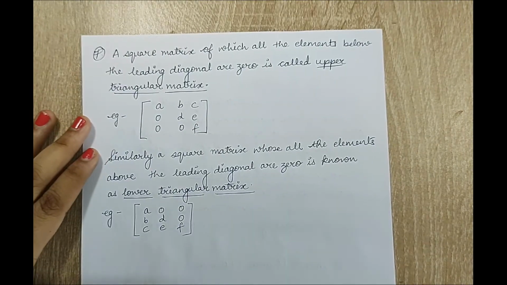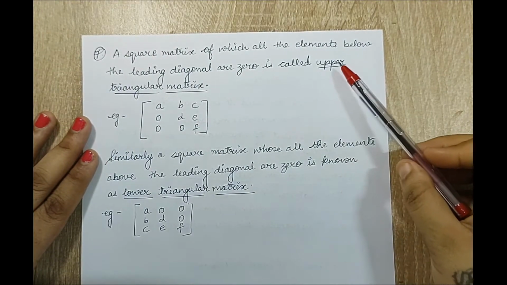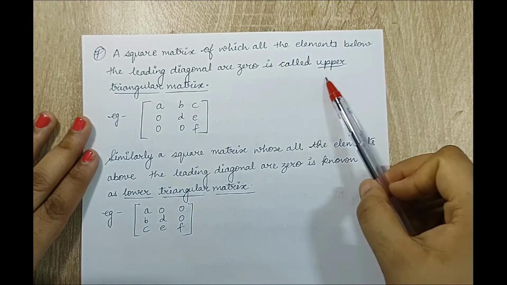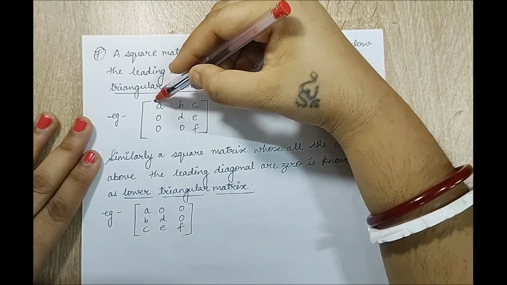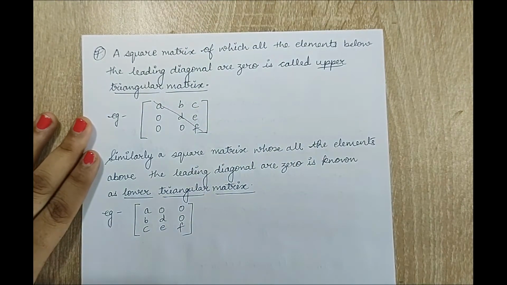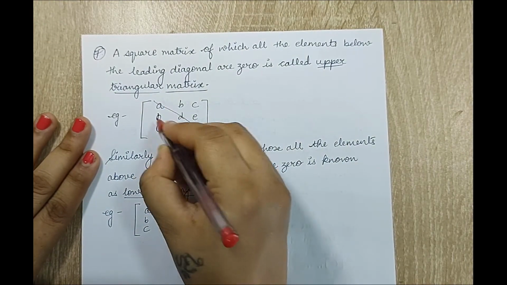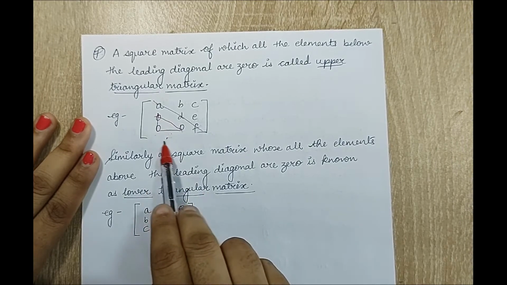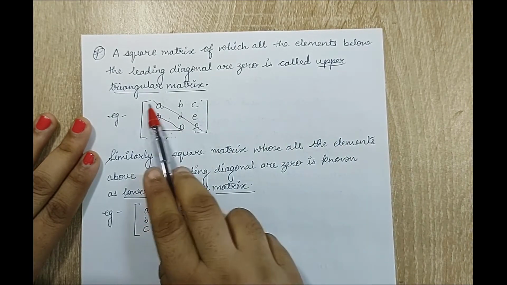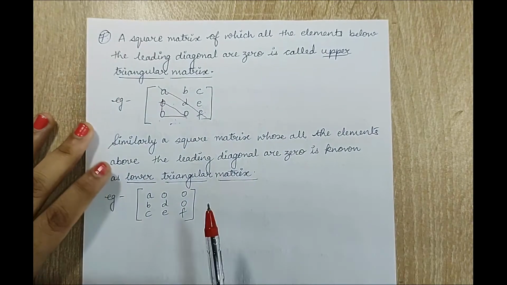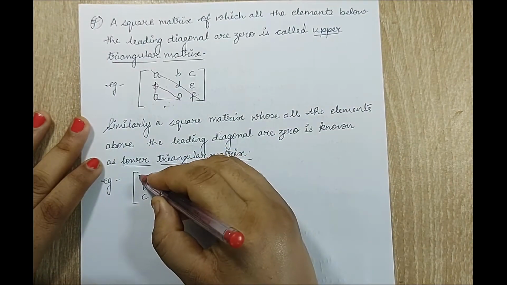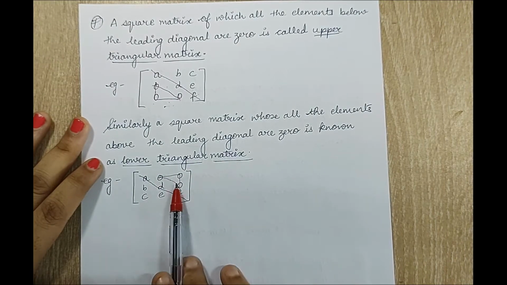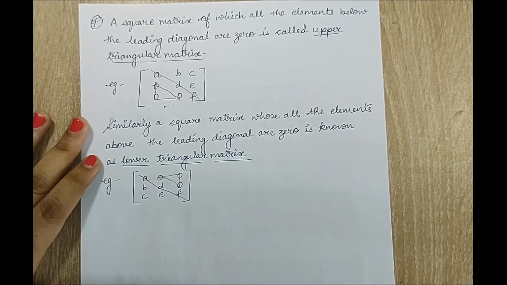Next, let's talk about a square matrix which has all the elements below the leading diagonal as 0. It is called an upper triangular matrix. Now observe A, D and F are the diagonal elements. You can observe there is a small triangle which I can form with the elements below the diagonal. When you have all these elements as 0, it will be called an upper triangular matrix. Now similarly, if you have a square matrix wherein above the diagonal you can form a triangle like this with the zeros, this will be called a lower triangular matrix.